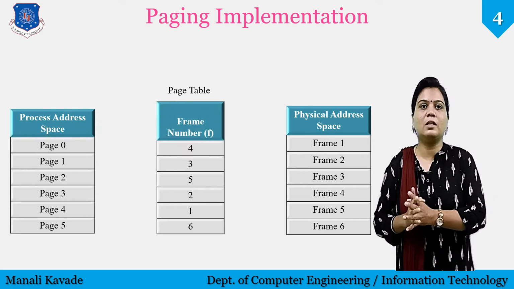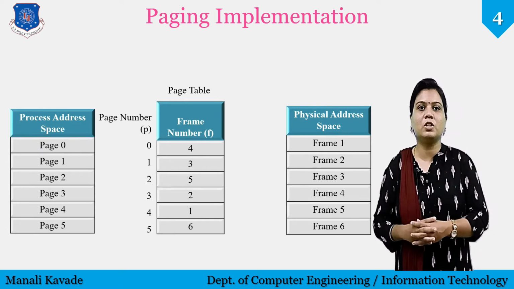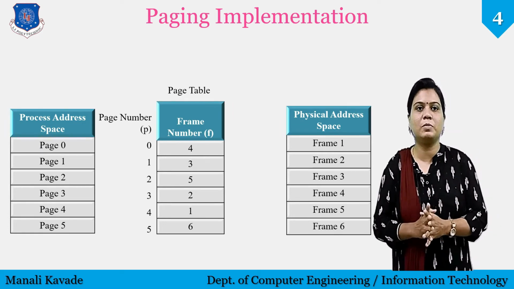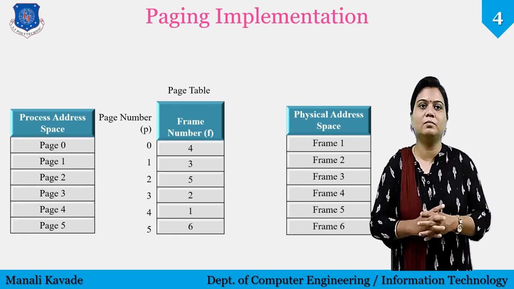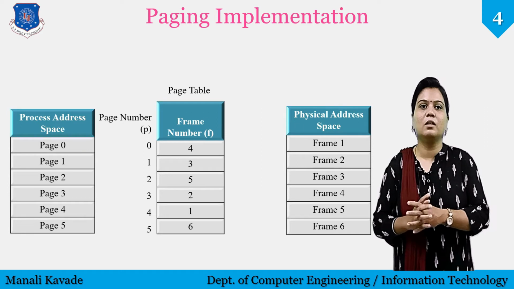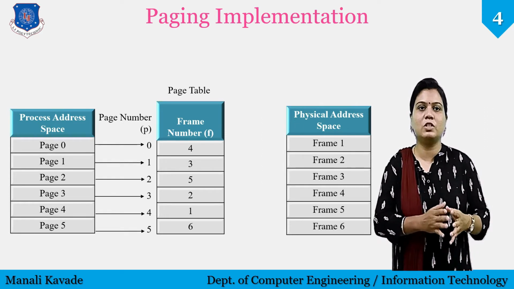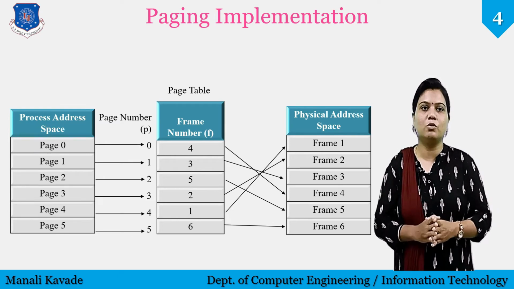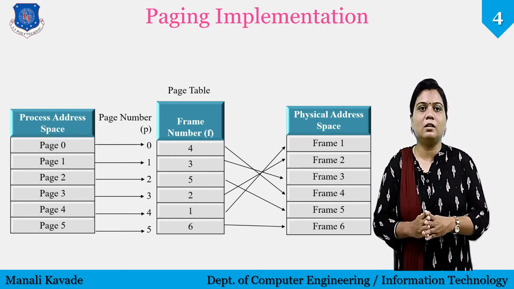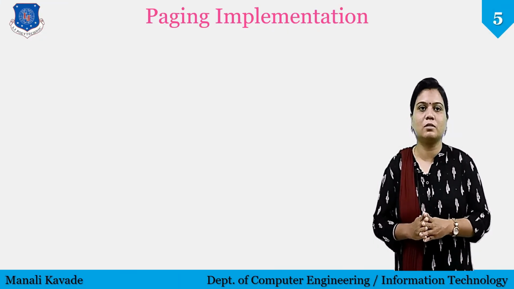The page table is indexed by a page number, and the information about the frame number in which pages are stored is kept inside the page table. It converts the page number of logical address to frame number of physical address. So now let's see how this technique works.